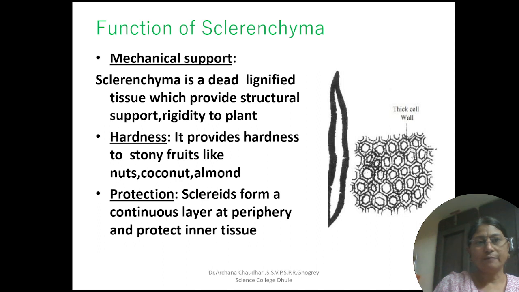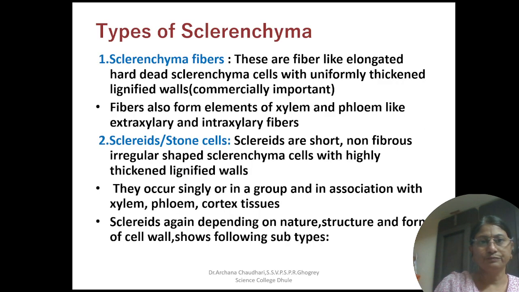Function of sclerenchyma. It is a principal mechanical tissue and provides the mechanical support. Sclerenchyma, being dead and lignified, provides the structural support and rigidity to the plant. It provides hardness to the stony fruits like nuts, coconut, and almonds. The sclereids, which are unicellular, perform the function to give protection, and they form a continuous layer at the periphery and protect the inner tissue.